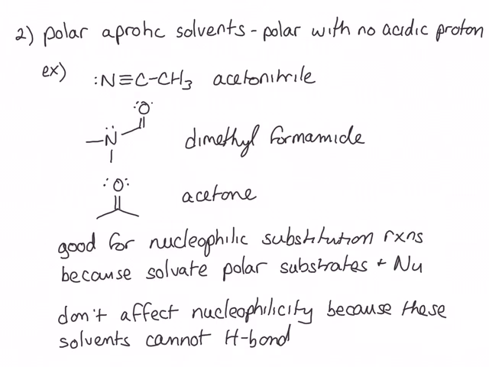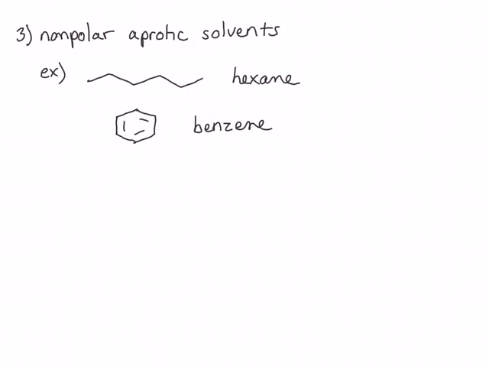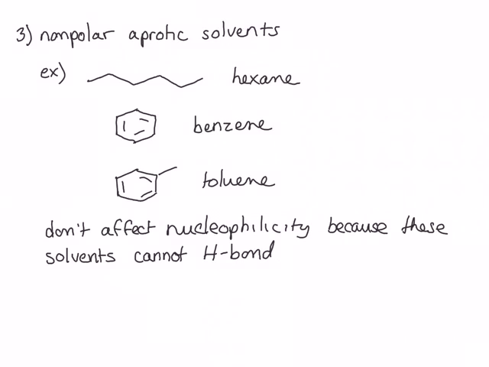The final class of solvent are nonpolar aprotic solvents. Nonpolar aprotic solvents do not have acidic protons and they are nonpolar. Some examples of these include hexanes, benzene, and toluene. Because these solvents are aprotic, they do not affect nucleophilicity. However, they tend to make poor solvents for nucleophilic substitution reactions due to the low solubility of these reactants in these nonpolar solvents.